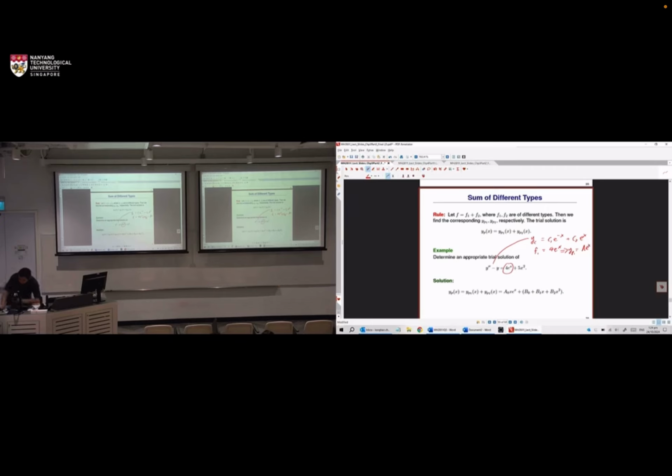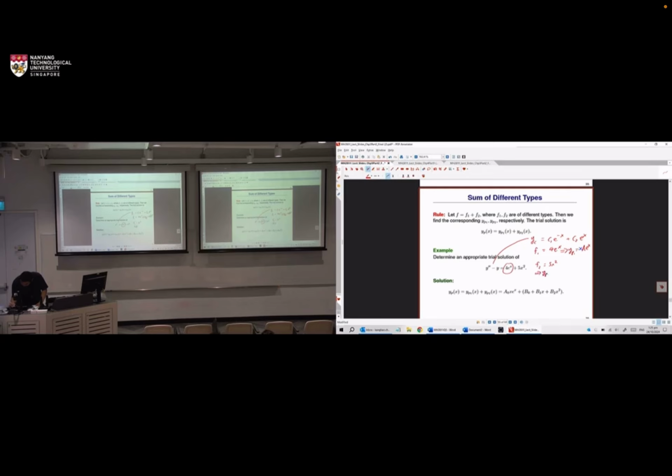Yp1 will be A e^x, because your right hand side is 4e^x. So I write A e^x here as a guess. But A e^x overlaps with c2 e^x. So I need to top it up with an x there. And then next, my f2 will be equal to 5x squared.